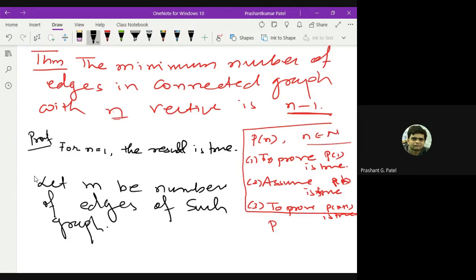Okay, so I'm just assuming that m is the number of edges of such a graph. We shall show that m is greater than or equal to n minus 1 by mathematical induction. We'll do this.